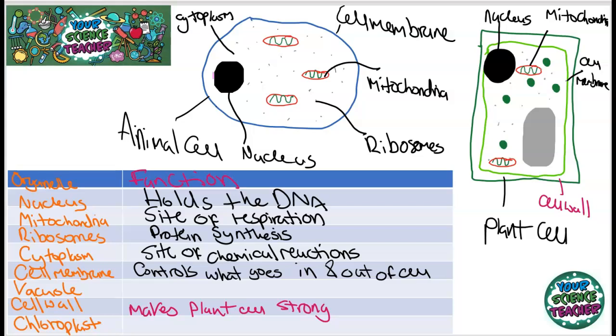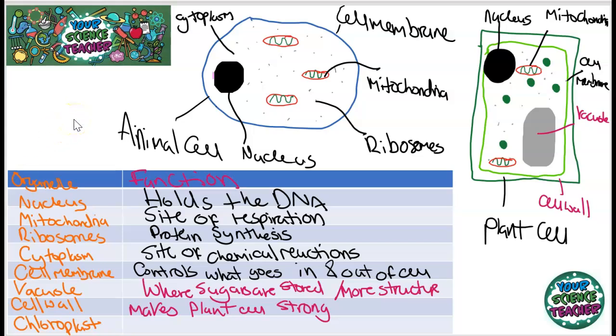Now the next one that we're going to look at is this big grey object, and that is what's known as a vacuole. And the vacuole is where sugars are stored, and it also gives this plant cell more structure as well, so it keeps the plant cell really turgid.